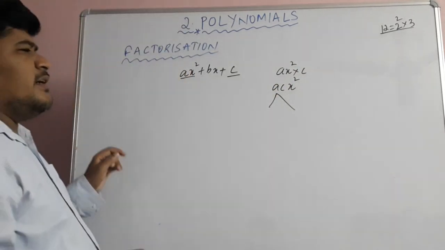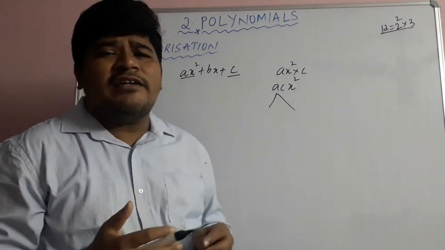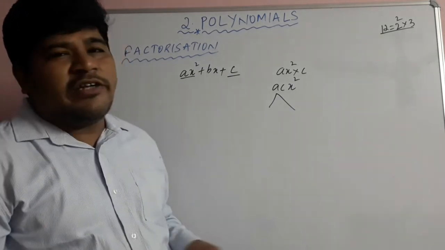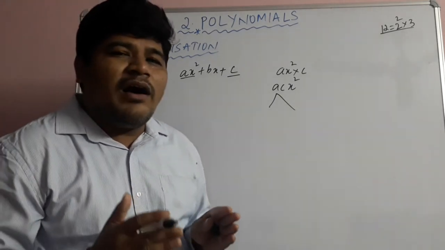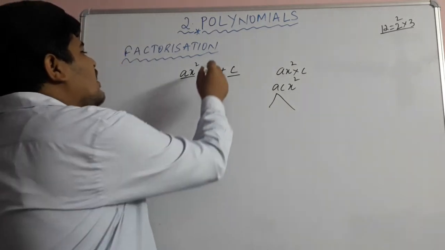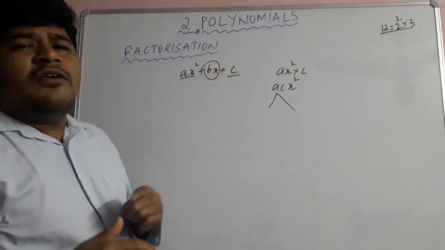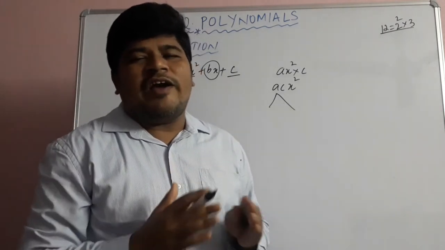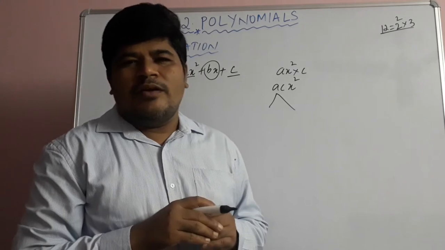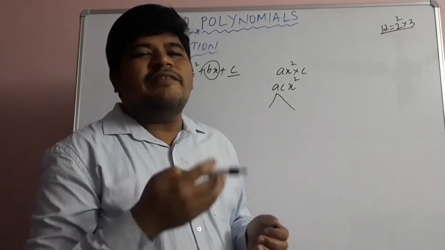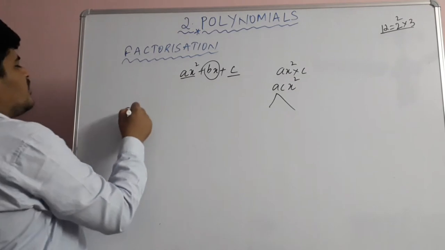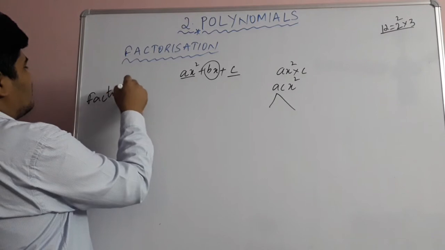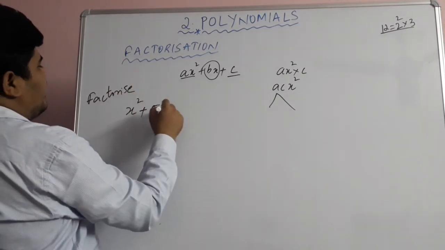Next step, we have to take the factors of ac x square in such a way, meaning a pair of two factors, that either the sum or the difference of those factors should be equal to the middle term. Then we will use the distributive property and factorize the given polynomial. Now children, let's see one example. Suppose we factorize x square plus 5x plus 6.